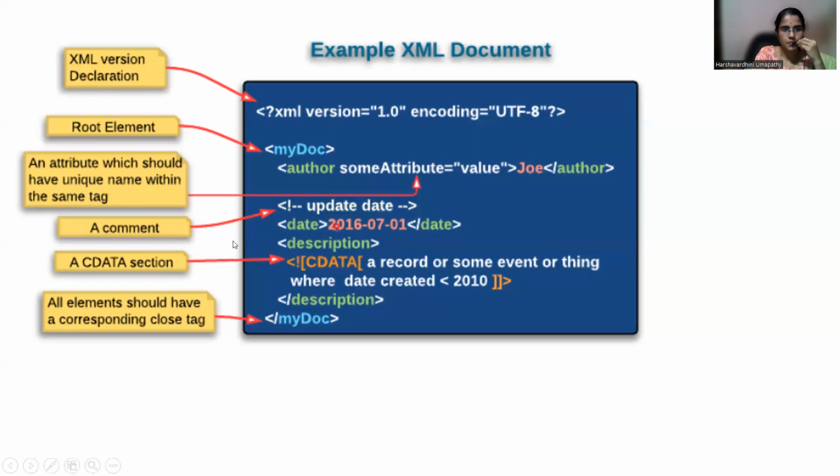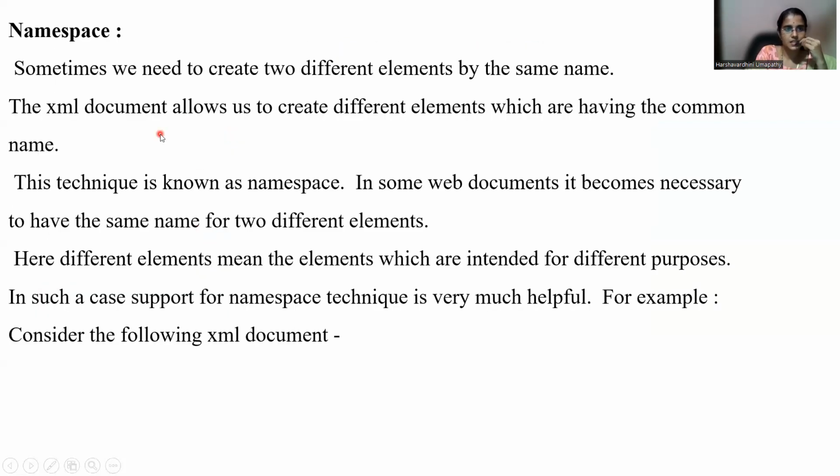Then a comment section, then a CDATA section. This CDATA is mainly used to record some event or the date when it is created. And the last one, it should have a closing tag, that is, close my document. So in the starting we have opened the tag my document, and at the end we have closed the tag my document. Now namespace: two different elements with the same name. This is called a namespace. Here, this XML document will allow us to create different elements which are having a common name. This technique is known as namespace.